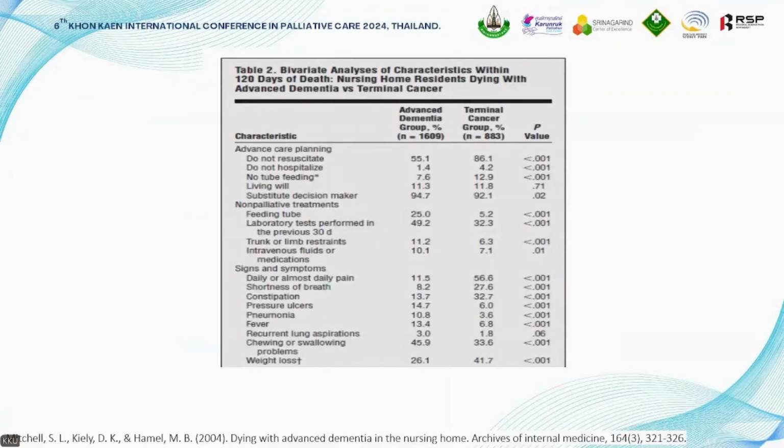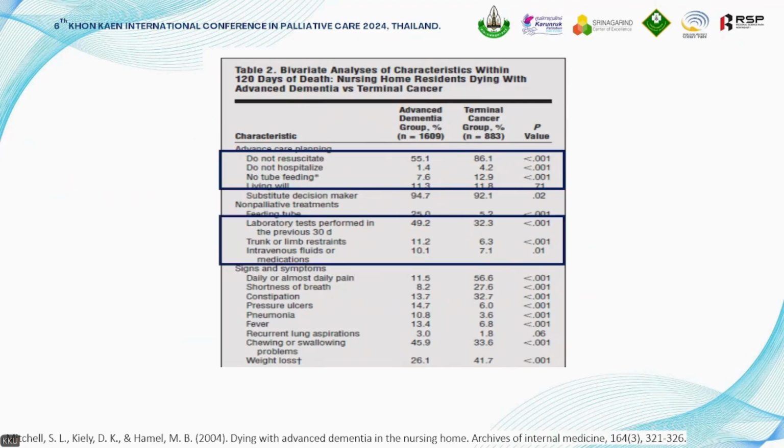Let's compare some of the differences in care. If a patient in an aged care facility is going to pass away, they are less likely to have completed an ACP. Not only that, they are more likely to have some form of invasive treatment, either from blood tests or IV antibiotics, or the use of restraints. Compared to cancer patients, similarly, more of these patients are going to have fever, pneumonia, and pressure injury.